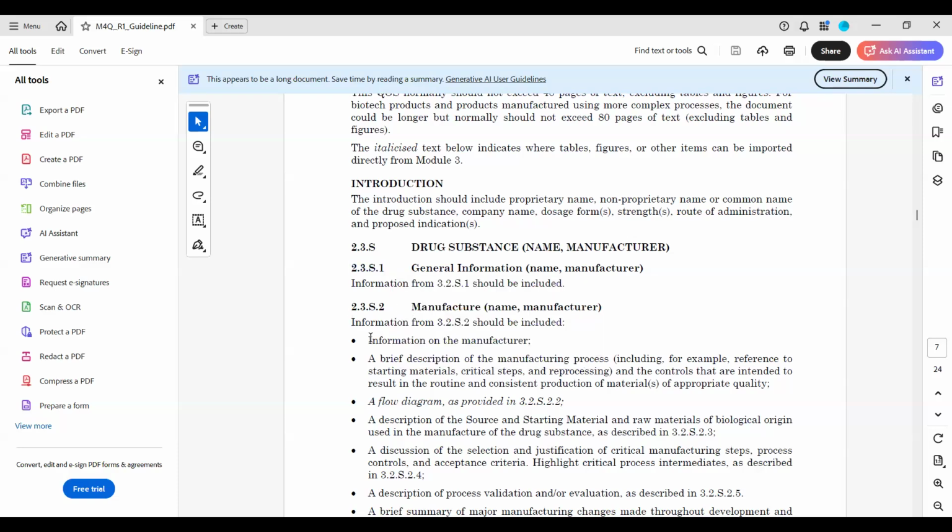Then is your manufacturer. So information on the manufacturer, a brief description of the manufacturing processes, including, for example, reference to starting material or any critical steps or reprocessing intermediate that's being formed. Everything related to the manufacturing processes can be summarized in 2.3.S.2. Then a flow diagram is provided, which is also provided in 3.2.S.2.2. Now, what this section indicates, we will talk about when we are talking about module 3. So when you get a better understanding of module 3 documents, you can understand it better.